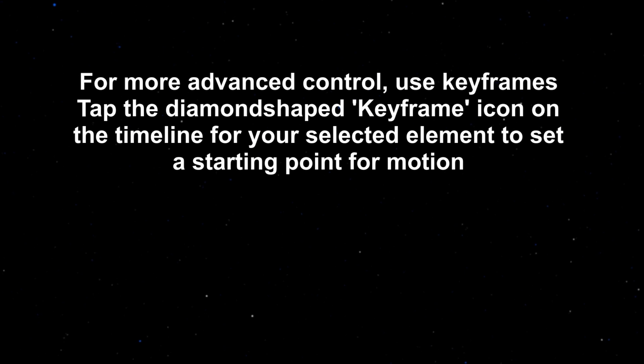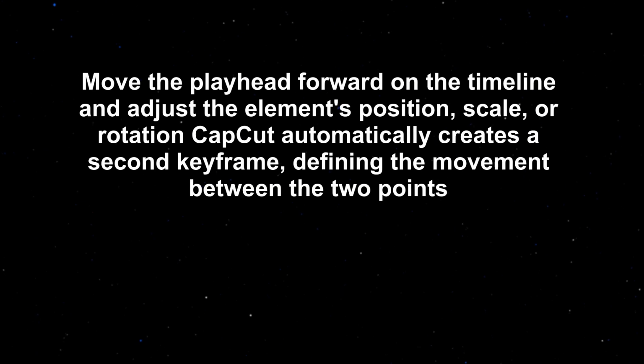For more advanced control, use keyframes. Tap the diamond-shaped keyframe icon on the timeline for your selected element to set a starting point for motion. Move the playhead forward on the timeline and adjust the element's position, scale, or rotation. CapCut automatically creates a second keyframe, defining the movement between the 2 points.